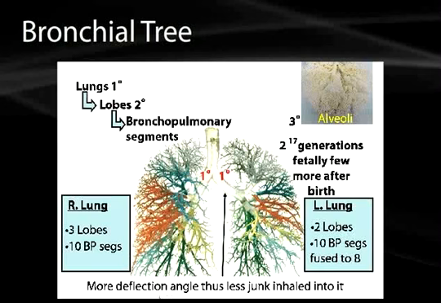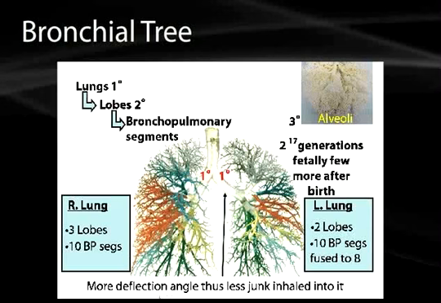The reason for this is because of the branching angle of the primary bronchus, and you can see on the right side the primary bronchus has a much straighter pathway than on the left side where the primary bronchus arches away at a more severe angle.